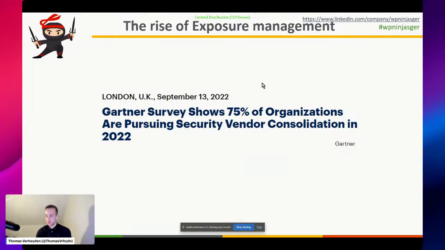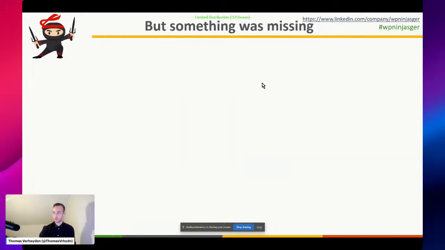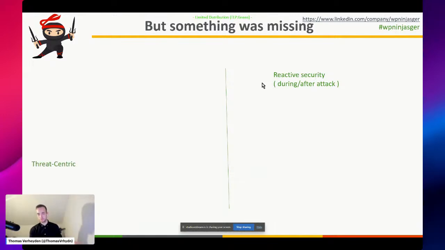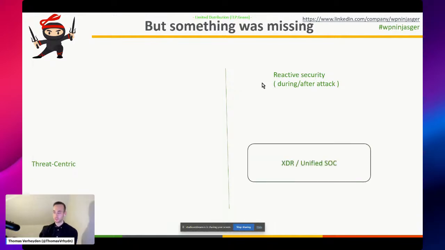Gartner is one of the key players in defining the threat landscape, and they mostly invent terms like XDR, but also exposure management. So let's have a look at some of those umbrella terms that are currently being used in the threat landscape. If you look at the reactive side, that's during or after an attack, and we focus on the threat-centric side, what we have over there is mostly XDR. Even now, in the last couple of months, it's evolving into unified security operations. What you see over there is that SIEM solutions start integrating with XDR solutions.